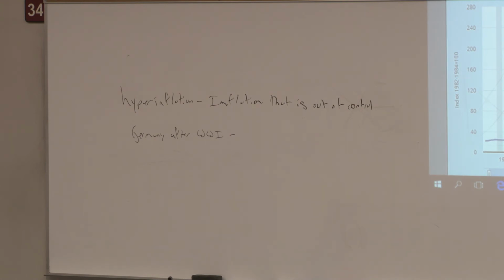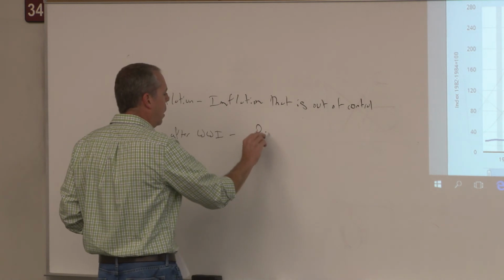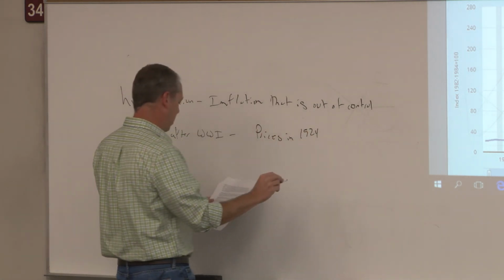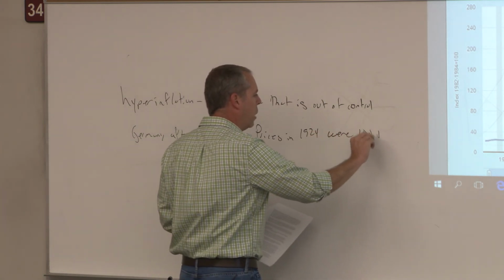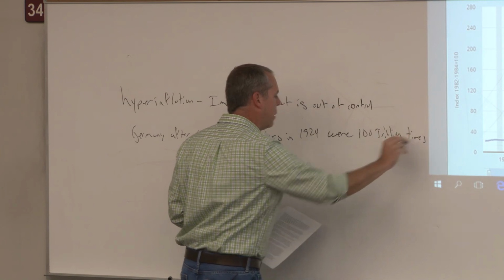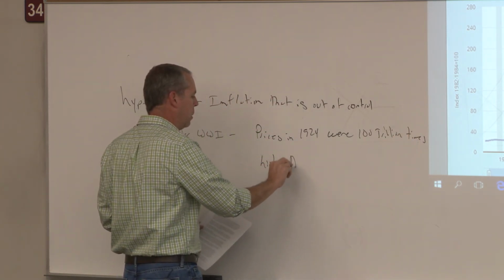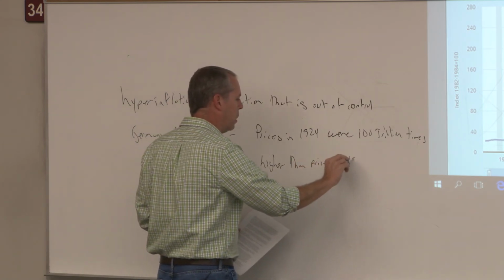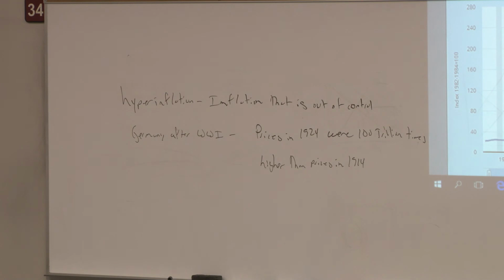So, for example, prices in 1924 were 100 trillion times higher than prices in 1914, right? Because Germany loses the war, and the Allies say, we're going to make you pay for this. And how do you think they paid for that? They just printed money. They said, you owe us 100 million marks this month. There you go, there's 100 million marks.